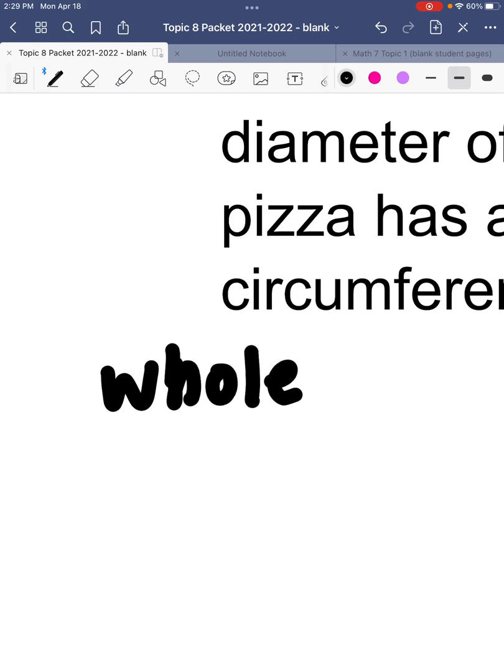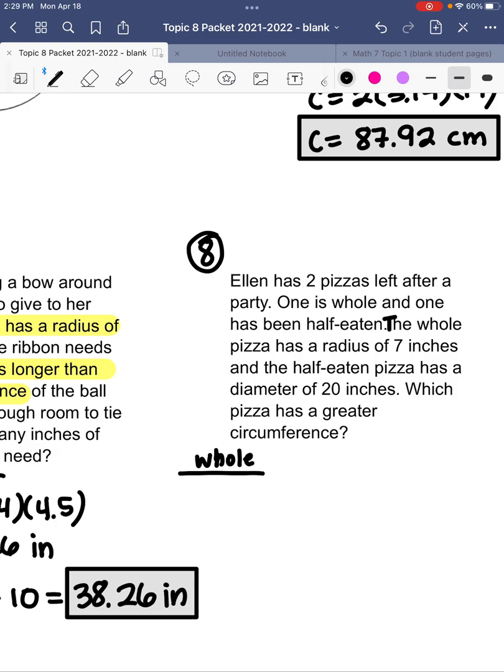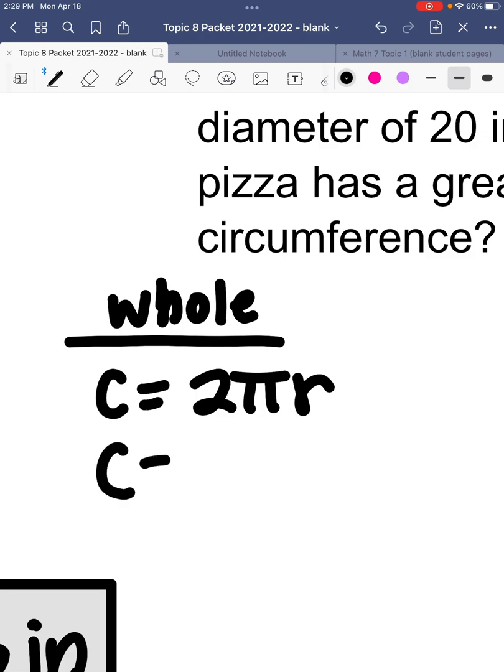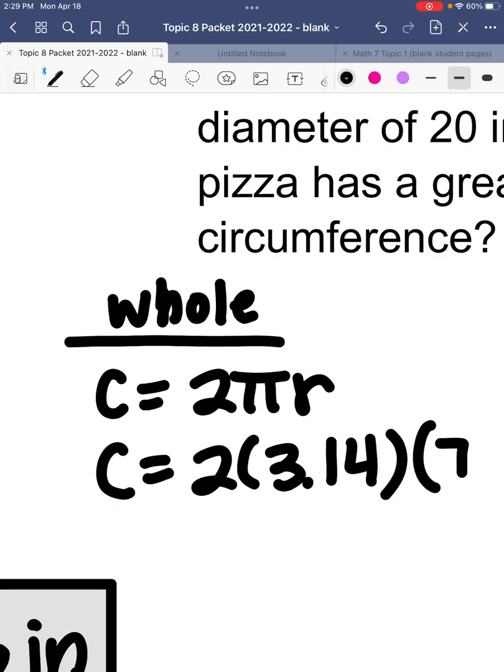Okay, so the whole pizza. It's a whole circle, right? What I know is that the whole pizza has a radius of 7 inches. So we're going to use R equals 7. C equals 2 times pi times R. So C equals 2 times 3.14 times 7.